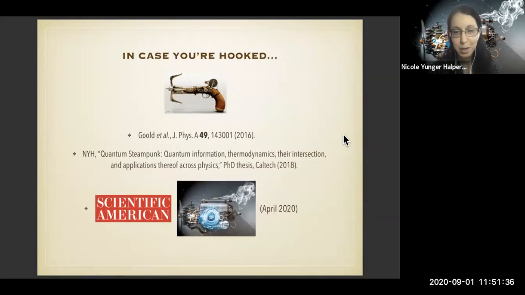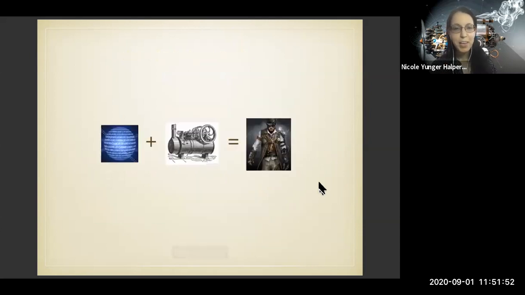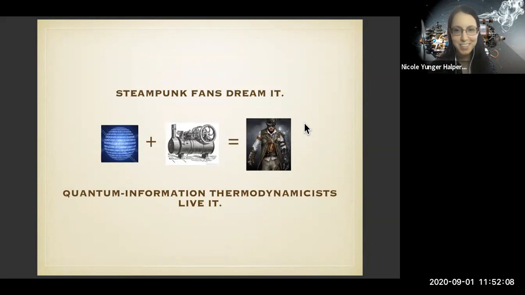I was grateful for the opportunity to write an article about quantum steampunk for Scientific American this spring. That's where my background comes from. The artists at Scientific American did a wonderful job of envisioning quantum steampunk. In summary, if you take quantum information theory and use it to revitalize the thermodynamics of the 1800s, you get this blend of old and new that is quantum steampunk. So, steampunk fans dream it, quantum information thermodynamicists live it.